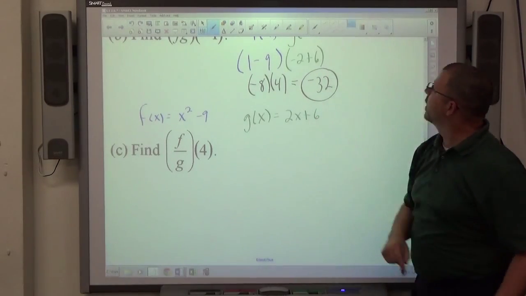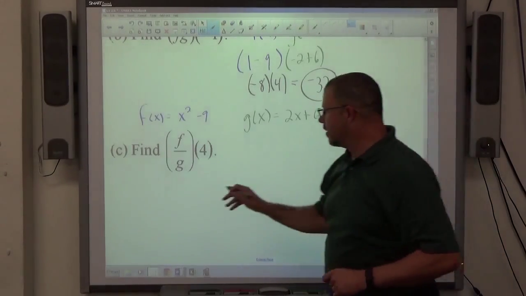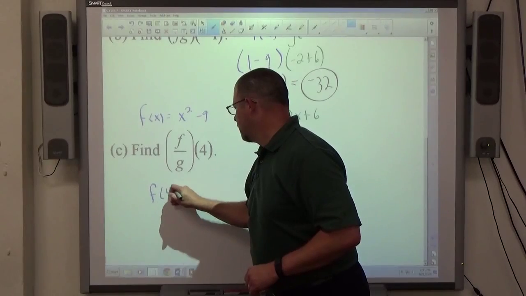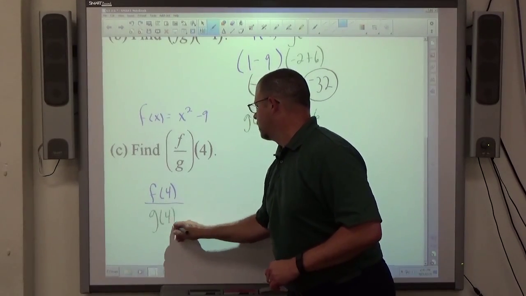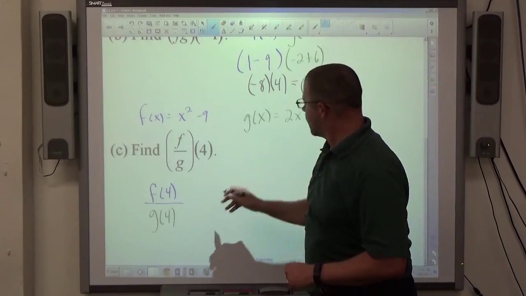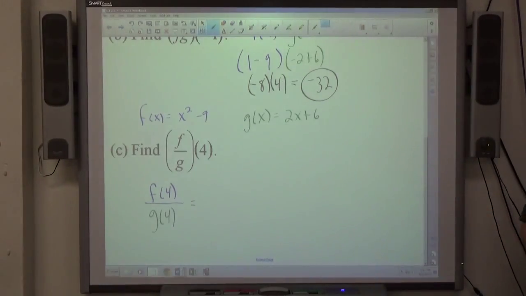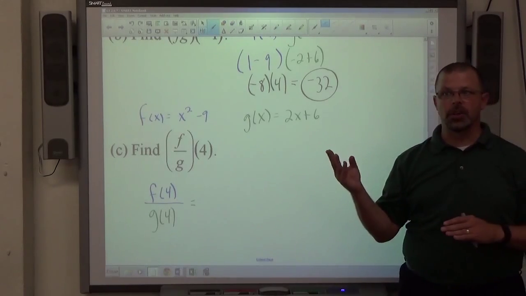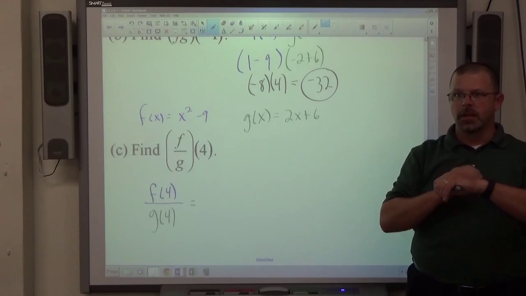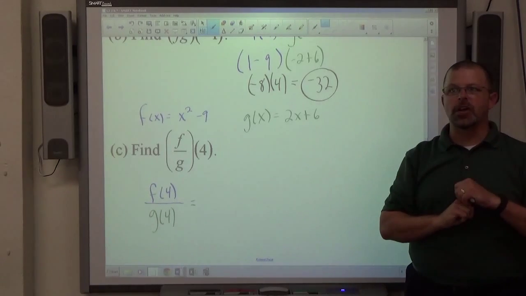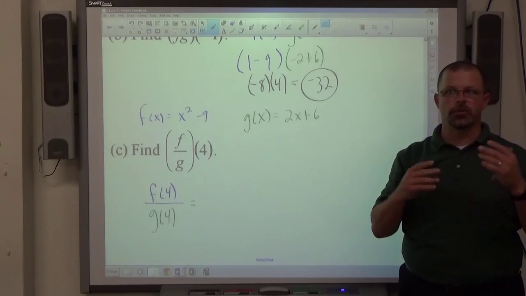Okay, to do part C here, f over g of 4, that means I want to do f of 4 and divide that by g of 4. What would the only issue be here? If you get 0 on the bottom. If we had 0 on the bottom, 3 possibilities exist. 0 on top over 0 on the bottom is indeterminate. A number that's not 0 over 0 is undefined. 0 over a number that isn't 0 is 0. So those are your 3 possibilities.